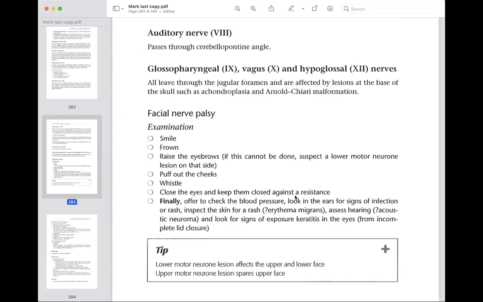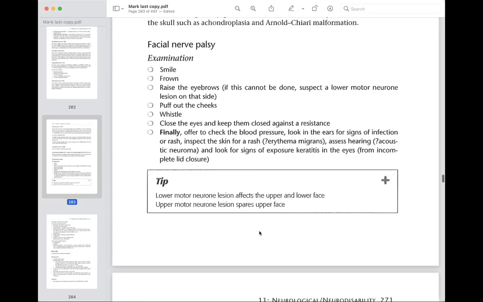For the eyes, you will ask to close. In LMN, you will see the open eye, and you may also check against resistance: ask them to close tight and you try to open it. Then blow, puffing out cheeks, whistle, and smile. Finally, offer to check blood pressure.